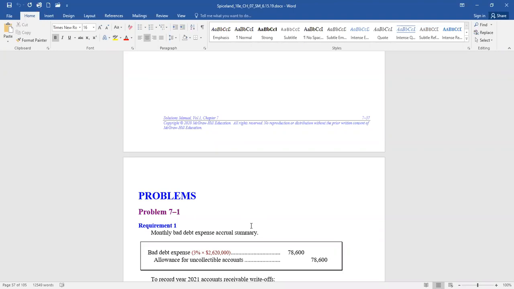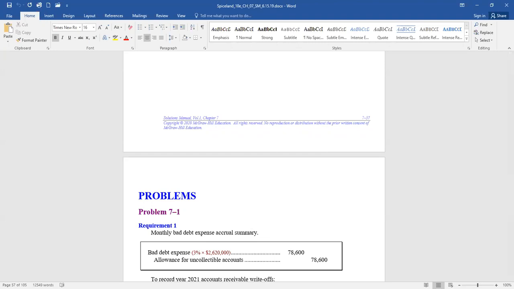So throughout the year 2021, bad debt expense is debited. The allowance account is credited for $78,600. So I'm going to post that $78,600 credit into the allowance for uncollectible accounts. And companies do this. They just want a quick bad debt expense estimate at the end of each month. Just take the credit sales for the month times their applicable percentage.